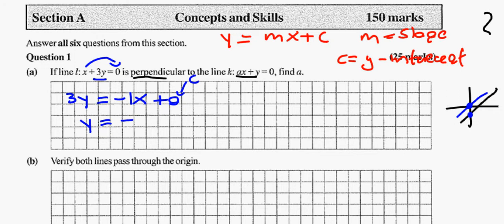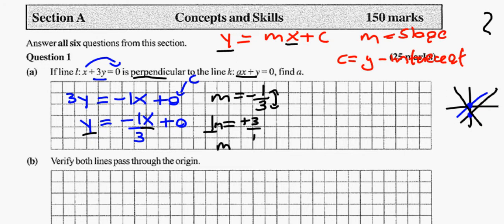Next, we divide by 3: y equals minus 1x over 3 plus 0. Compared to the y equals mx plus c formula, we can see that the x is x, the y is y, and m must equal minus a third, because that's the number in front of the x. To get the perpendicular slope, we turn it upside down and change the sign, and we get 3. So the slope of the perpendicular line must be equal to 3.